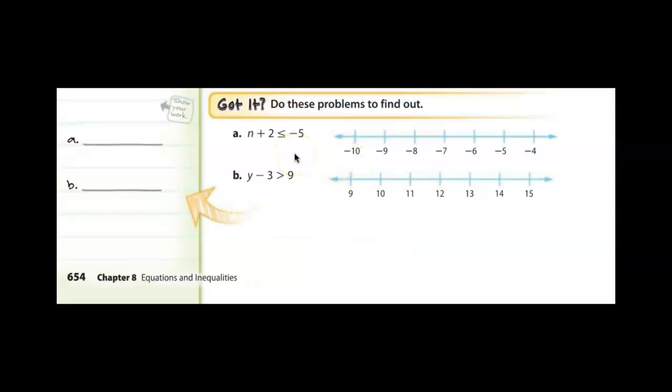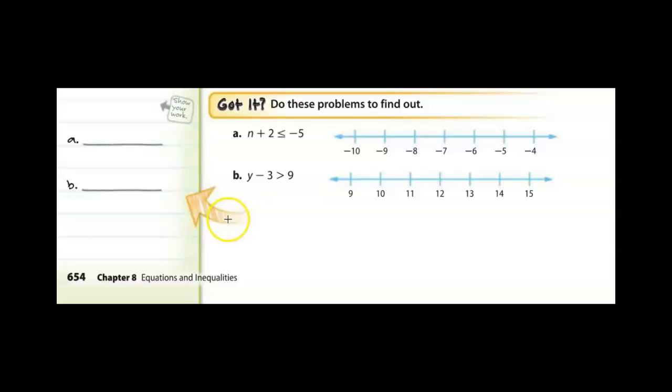Okay, so now we're going to try a couple of these on our own. First I'm going to recopy the equation down where I have some more space. n plus 2 is less than or equal to negative 5. Now I want to get n by itself. What do I have to do to this plus 2 to get rid of that? Go ahead and answer that for me, please.